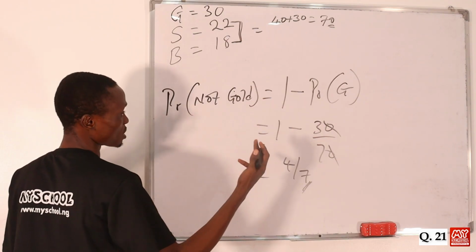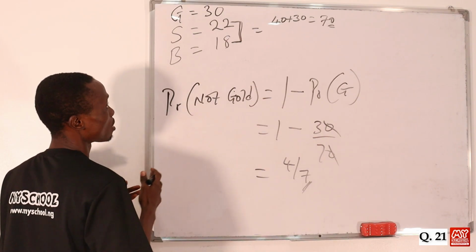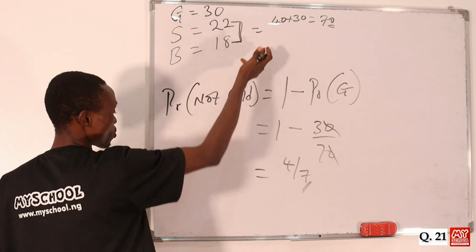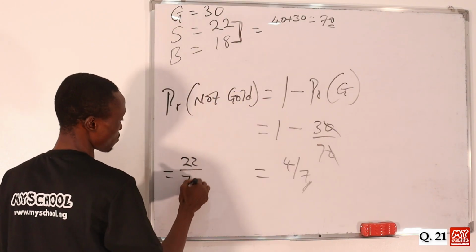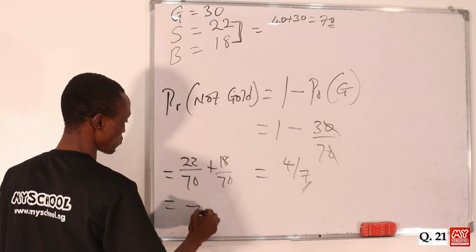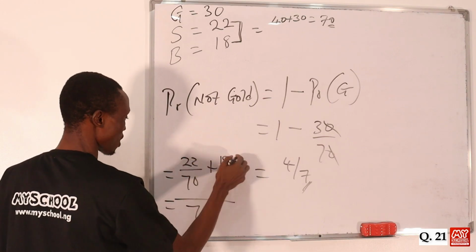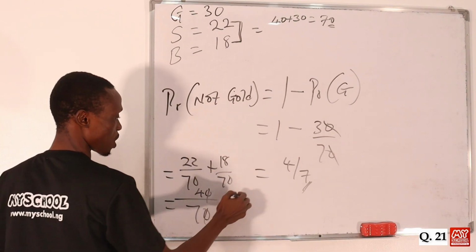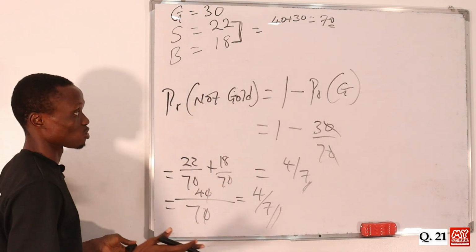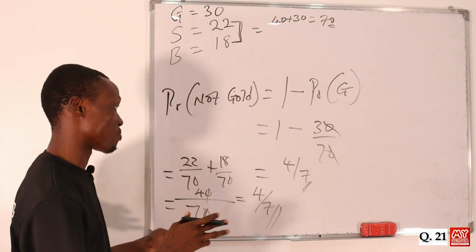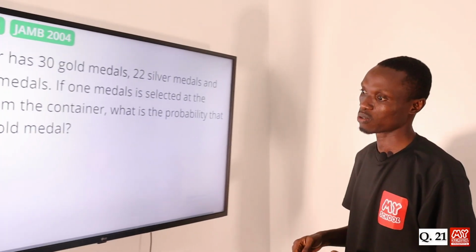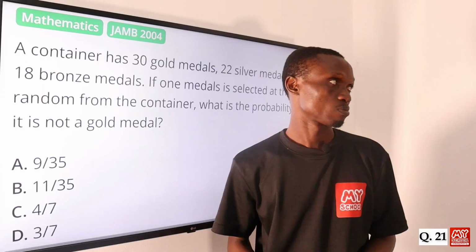Or it could be that the probability that it's not gold means that it is silver or it is bronze. So in this case the probability that it is silver or bronze will be 22 over 70 plus 18 over 70, which will be equal to 40 over 70. If you simplify, that will still give you 4 over 7. So whichever way you want to answer this question, your answer will be correct, provided you did the right thing. So let's return back to the board, and that will be option C, 4 over 7.